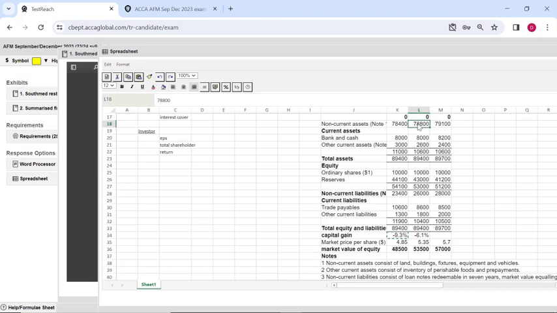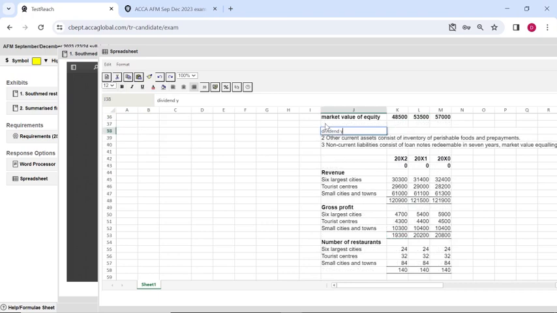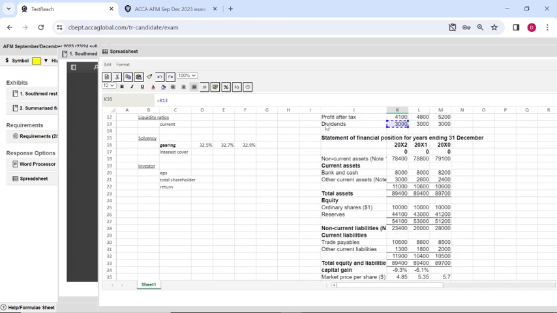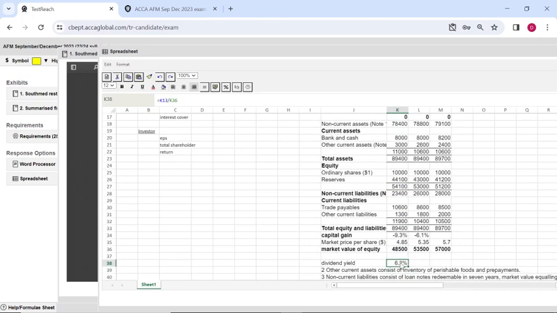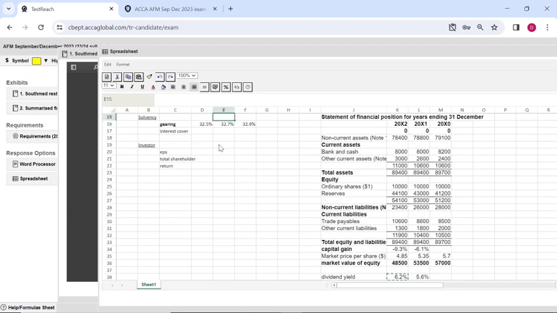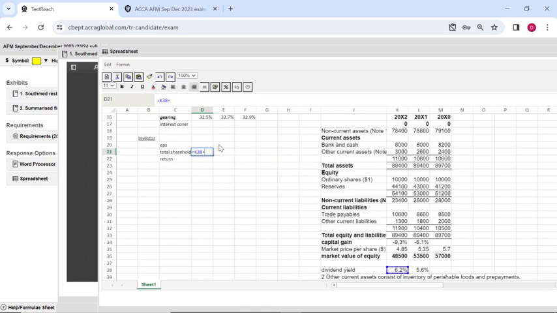And dividend yield, I can calculate here. The dividend's constant every year. And the market value of equity I've already calculated. Copy that over. And then my total shareholder return is going to be calculated as dividend yield plus capital gain or loss. And here it's the capital loss. And I can copy that over into the next year.